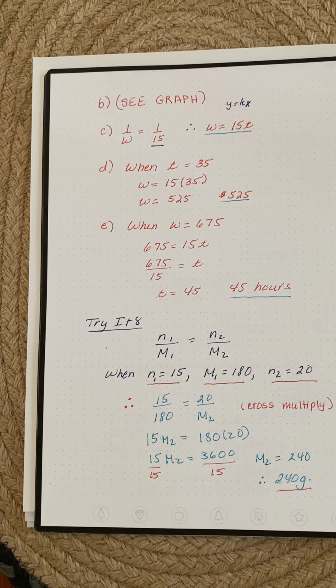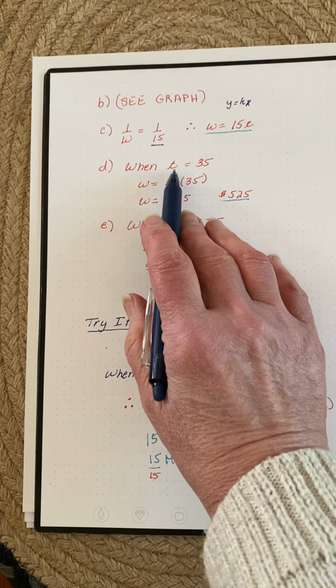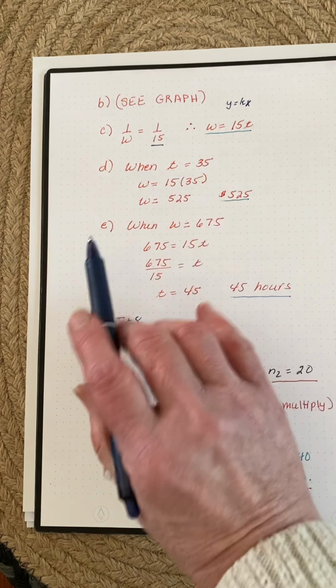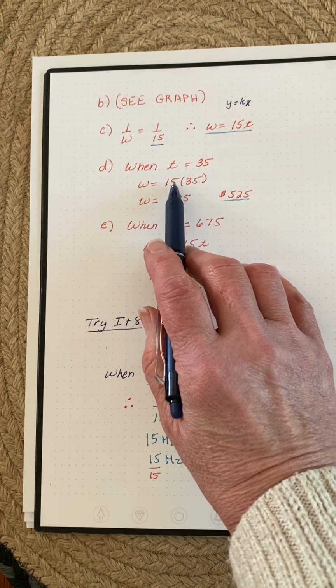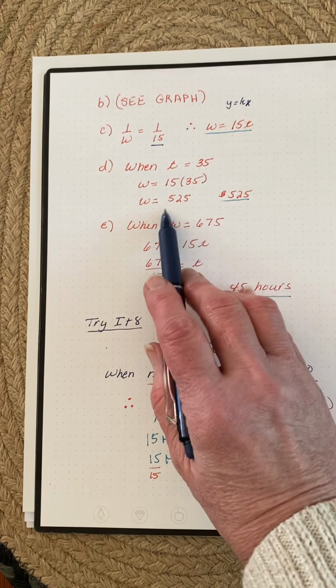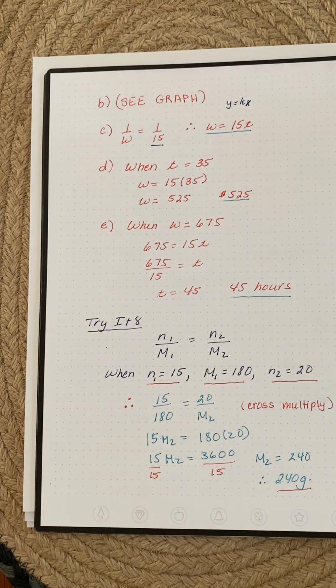Letter D asks, if the worker worked 35 hours, what are his wages? Find his wages. So he works 35 hours. That means that's the time, 35. In the equation, W is going to equal 15, the constant, times the time. 15 times 35 is 525. So he earns $525.